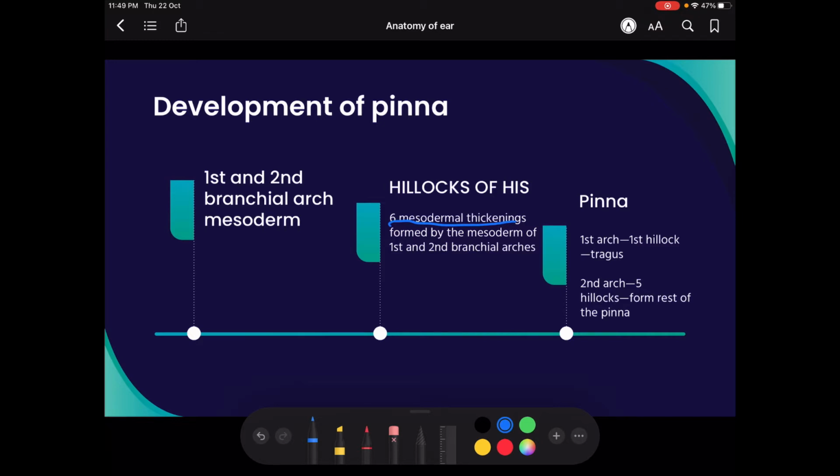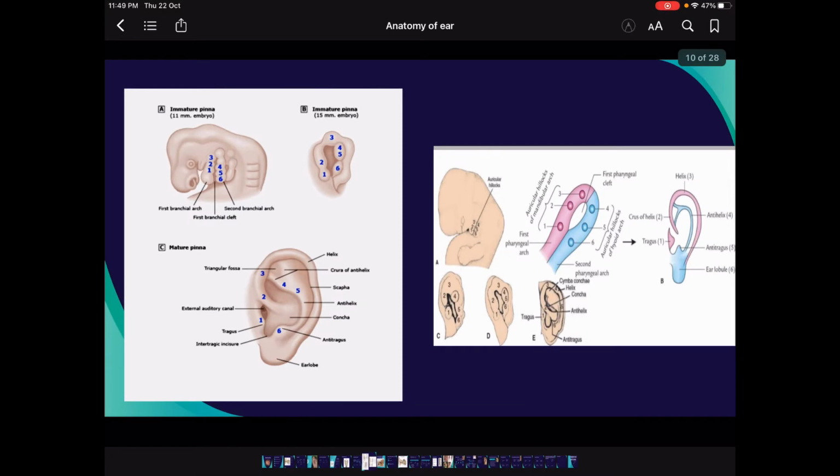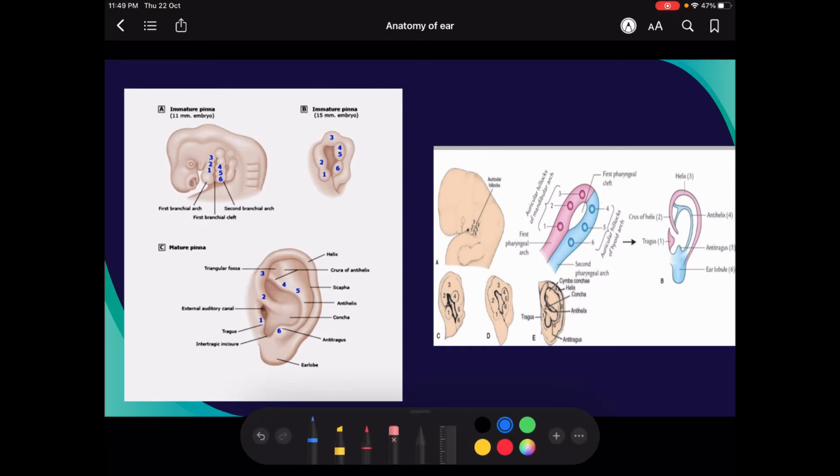Generally, the first hillock gives rise to the tragus, whereas the other five hillocks give rise to the rest of the pinna. The first arch forms the first hillock which forms the tragus, whereas the second arch gives rise to five hillocks which form the rest of the pinna. Here is the diagrammatic representation where the first and second branchial arches give rise to six mesodermal thickenings called hillocks of His or auricular tubercles, which form the tragus and the rest of the pinna.